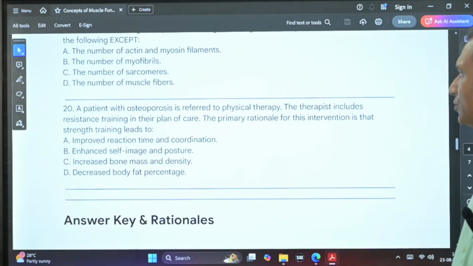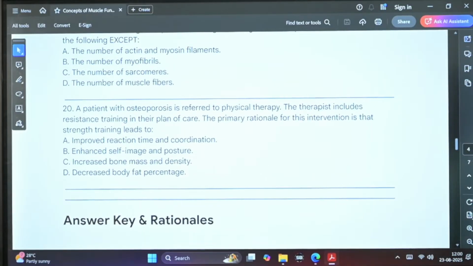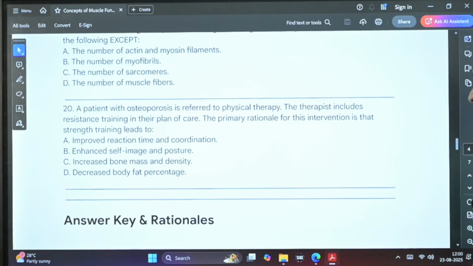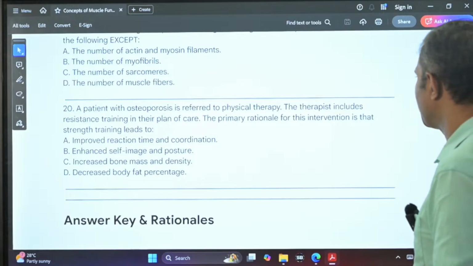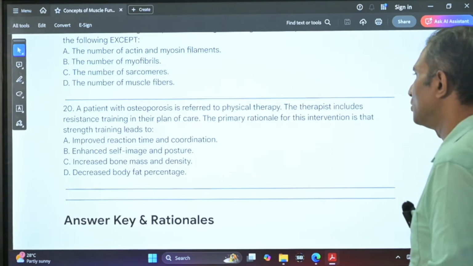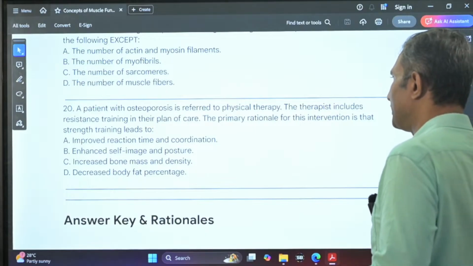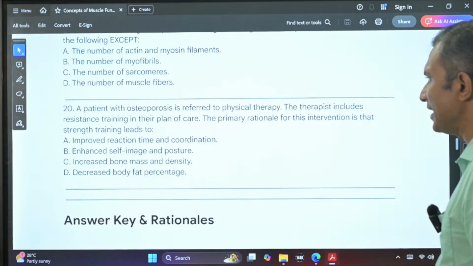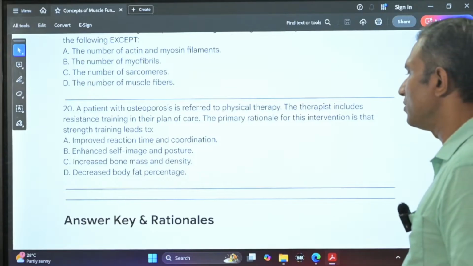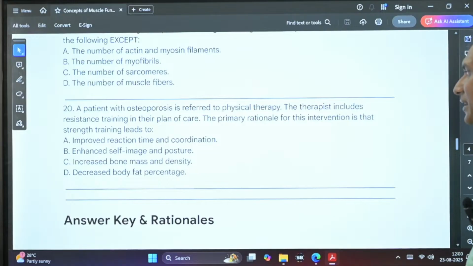A patient with osteoporosis is referred for physiotherapy. The therapist includes resistance training in their plan of action. The primary rationale for this intervention is that strength leads to improved reaction time and coordination, enhanced self-image and posture, increased bone mass and density, decreased body fat percentage.